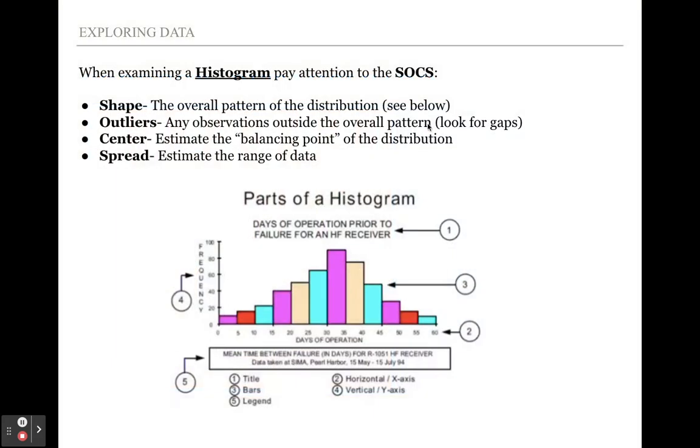Okay, when you're looking at a histogram, you should pay attention to 4 things: shape, outliers, center, spread, SOCS. The shape is the overall pattern, which I'll show you some typical patterns. Outliers fall outside the overall pattern, so look for gaps. The center is the balancing point. It's not always the peak, but if the histogram or the box plot were a solid piece of material, where would it balance? And then the spread is the range or the variability, how much the data varies, how much it's spread out.